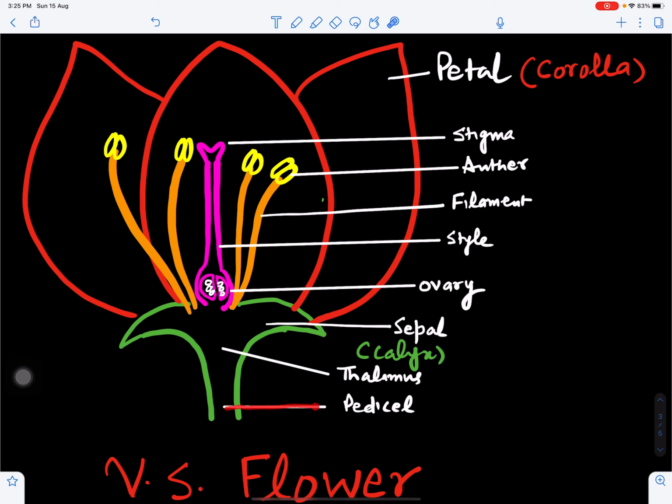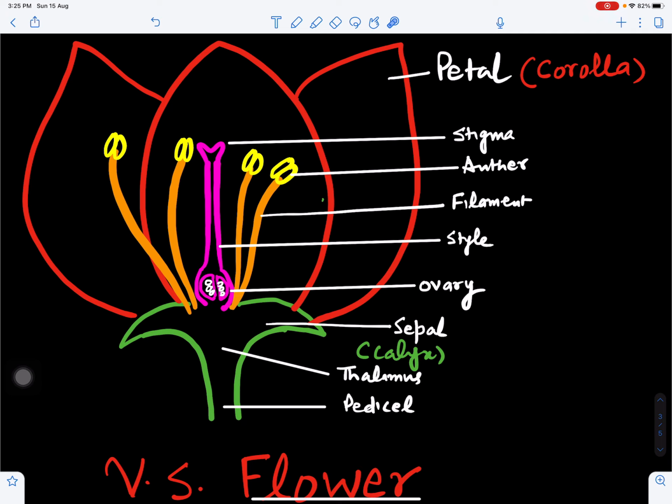So this is the stalk on which the flower is born. This is called pedicel, and this is the broadened part called thalamus, and this is the outermost whorl of the flower called sepal or calyx. Sepals are mostly green in color. Because they are green, they can do photosynthesis and they will provide nutrition to the flower.